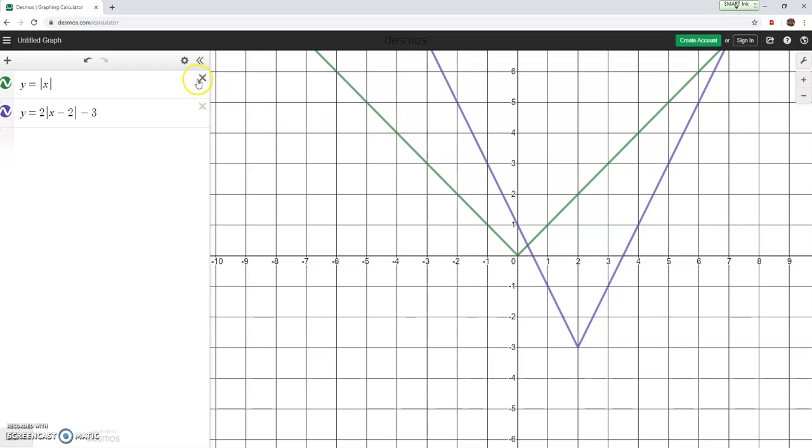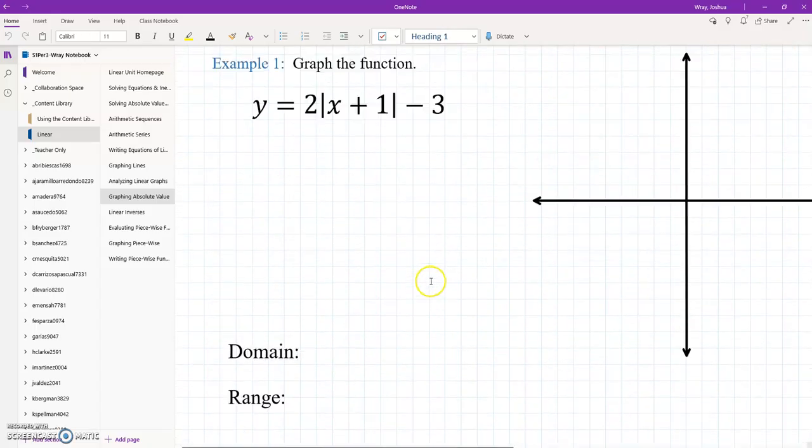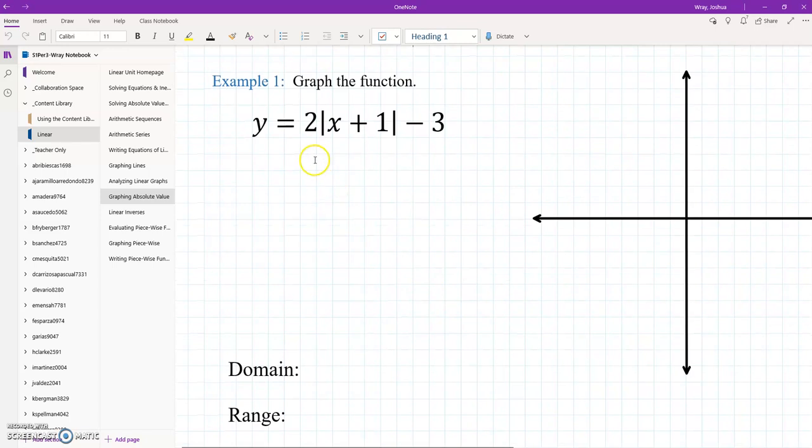All right, so let's get back to our first example here. Example 1 asks me to graph this function. I've got 2 absolute value of x plus 1, minus 3. Before I actually go back to Desmos and graph it, because you will be allowed to graph on Desmos, you'll have Desmos there with you during your test, I think it's super valuable to be able to look at this equation and visualize ahead of time what we're probably going to be looking at.